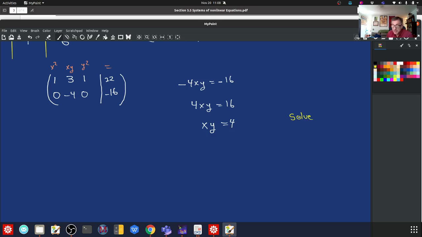You've got to make a decision, and I decided to solve for y. So y is equal to 4 divided by x. And here is my big complaint with the textbook. Provided x is not equal to 0.